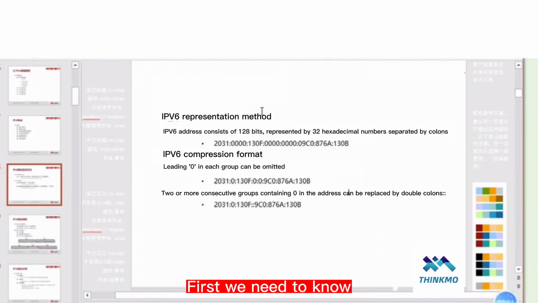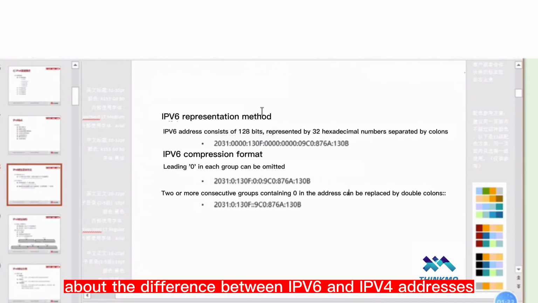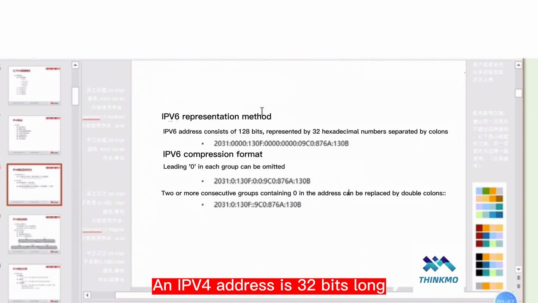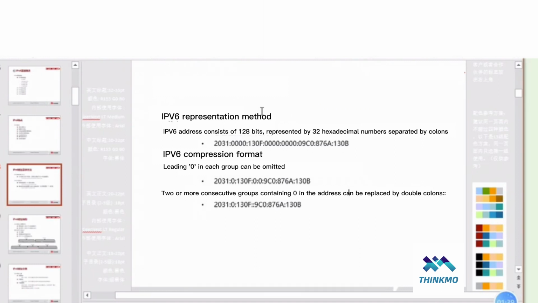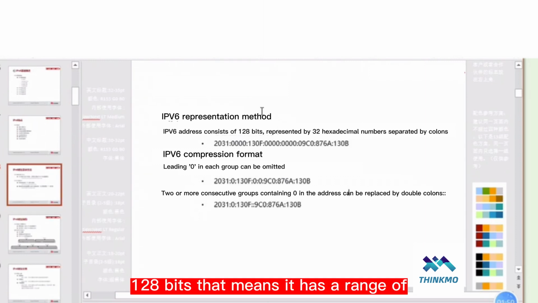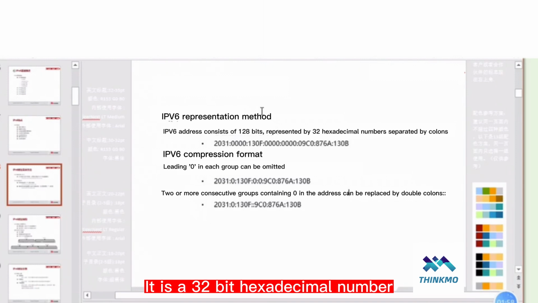First, we need to know the difference between IPv6 and IPv4 addresses. An IPv4 address is 32 bits long. A bit is a binary digit. It only contains 0 or 1. The length of an IPv6 address is 128 bits. It is separated by colons. It is written as 32 hexadecimal digits.